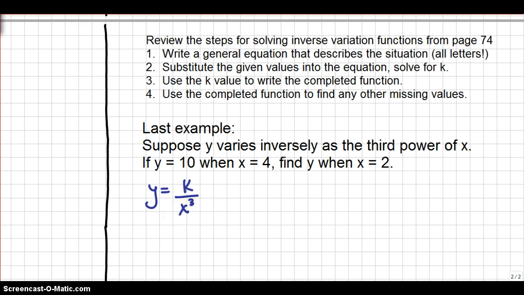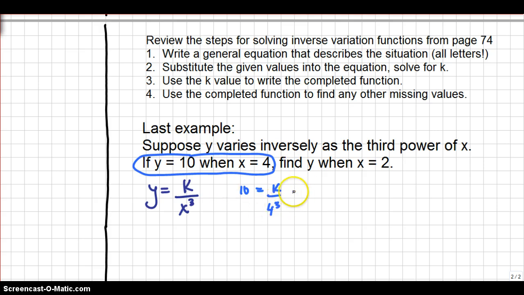Now I'm going to plug in the first two numbers that they give me. Y is 10 when x is 4. Let's figure out what the k value would be. 10 equals k over 4 cubed. 4 cubed is 64. 4 times 4 times 4.